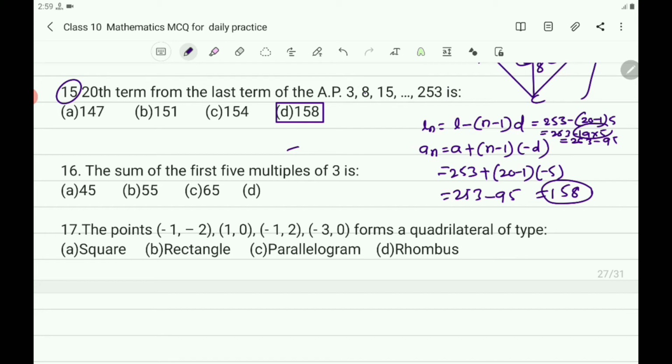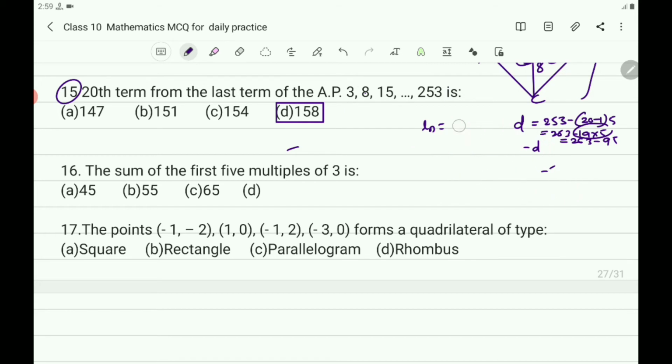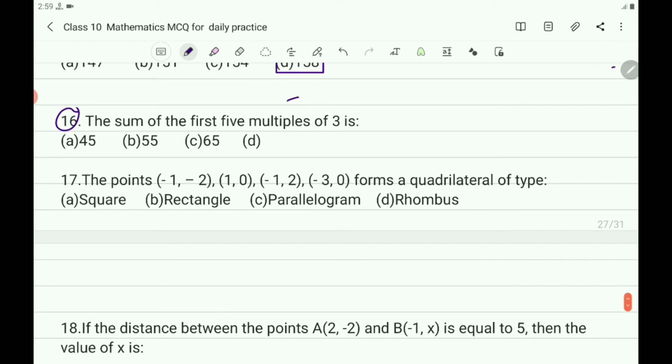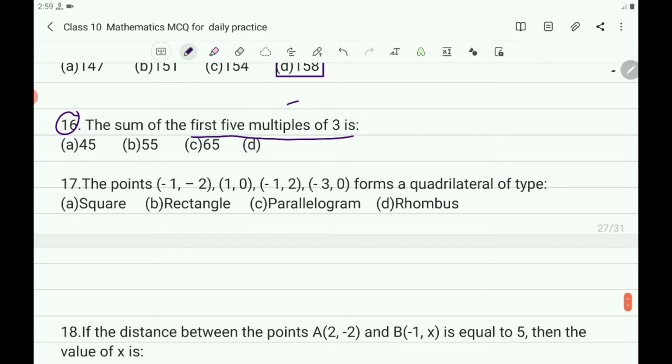Next, take the 16th question. What is the question here? The sum of the first 5 multiples of 3. So, the first multiple of 3 is 3, next 6, next 9, next 12, next 15. First 5 multiples of 3.